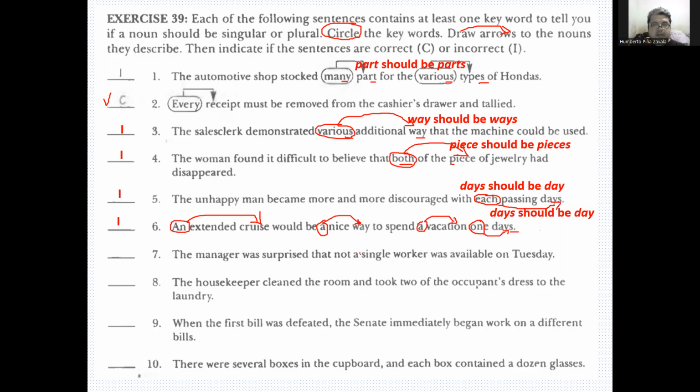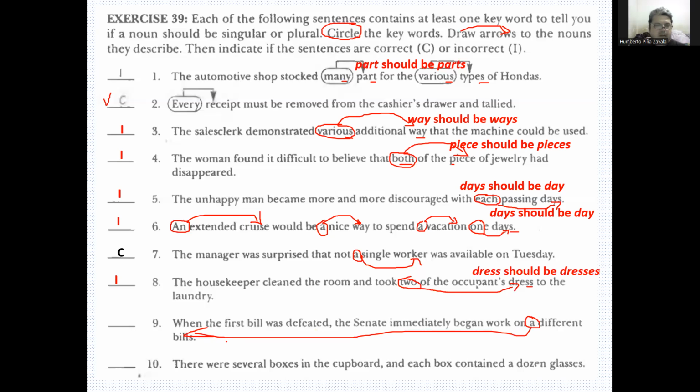Lonnie was surprised that not a single worker was available on Tuesday. So this is correct. A single, worker is singular. The housekeeper cleaned the room and took two of the occupants' dress to the laundry. Okay, so 2 is plural. It should be dresses, not dress. When the first bill was defeated, the Senate began work on a different bills. A is singular, bills is plural, so it's incorrect, it should be on a different bill.